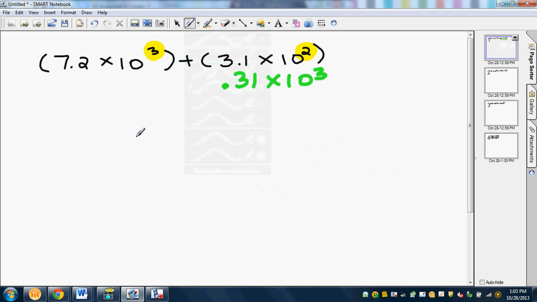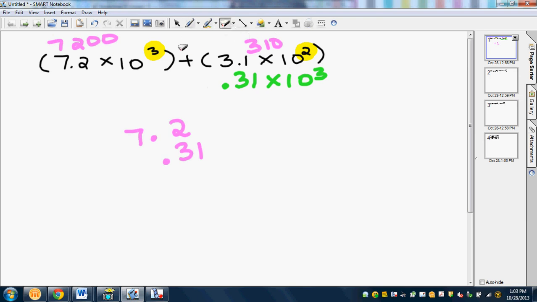And the reason that they have to have the same power is because if you think about it, when you're adding numbers, you want to add numbers that are in the same place. And the 3.1 times 10 to the power of 2, which is 310, you wouldn't be adding the right places. This is 7,200. Right, 1, 2, 3. So if you just added them the way they are now, you would be adding what's in the hundreds place to what's in the thousands place. So this is why you want to rewrite them so that they have the same power.